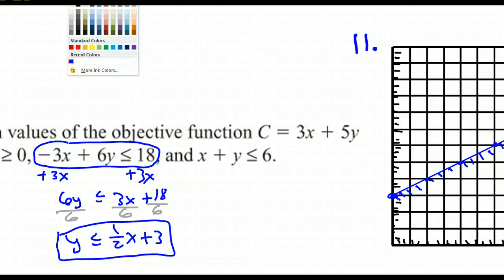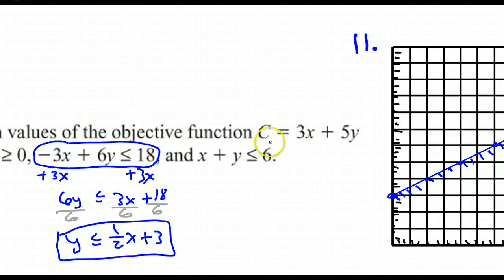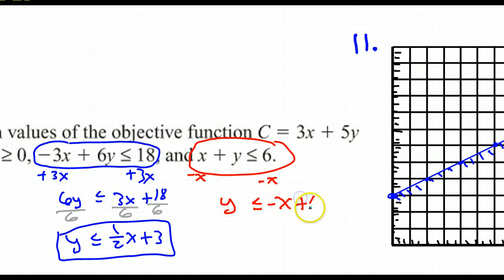Alright, we have one more inequality, and I will do this one in red. Still trying to get y by itself, so let's subtract x from both sides. So that's going to give me y is less than or equal to negative x plus 6. So there's 3, 4, 5, 6. Negative x, that's like negative 1 over 1. So down 1, right 1. Like that. It's equal to, so I can make a solid line again.